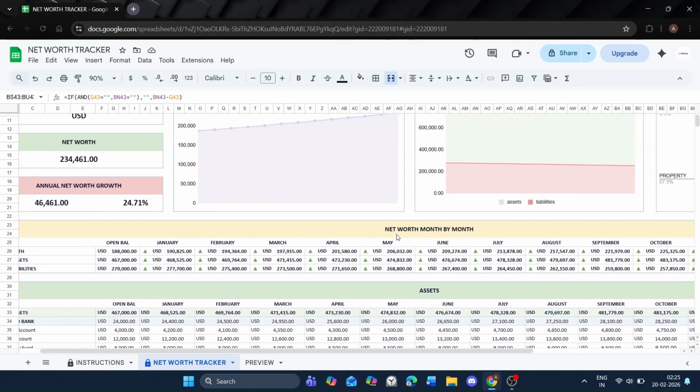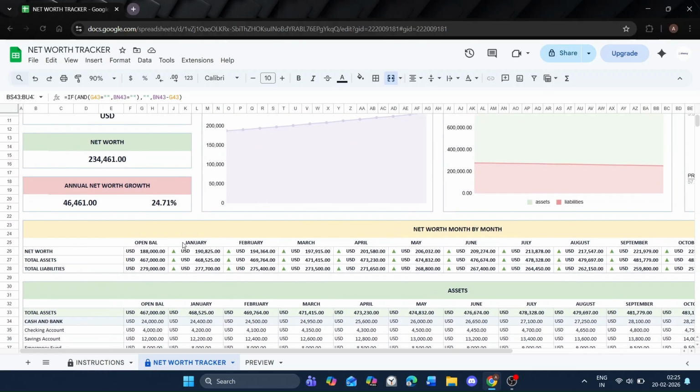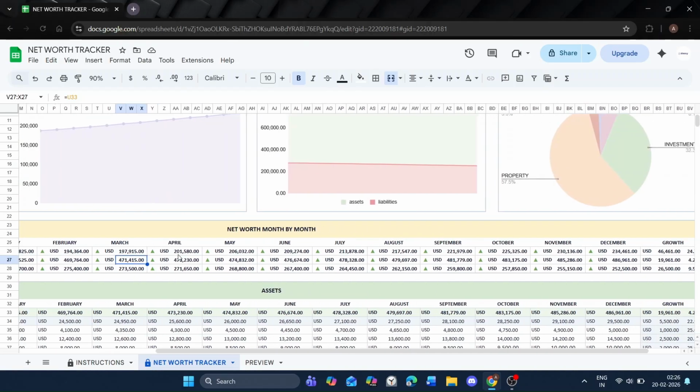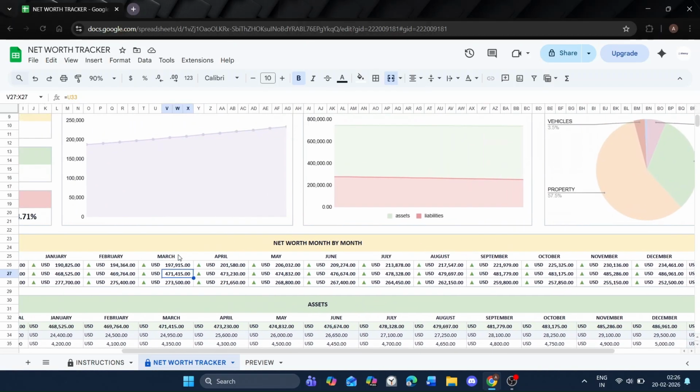At the very top, there is net worth month by month. Here you will be able to see your net worth, your total assets month by month. Also, these arrows will indicate whether your net worth, your assets and liabilities have been increasing or decreasing, or the same relative to the previous month. That way you will be able to understand more about your net worth and your financial position.